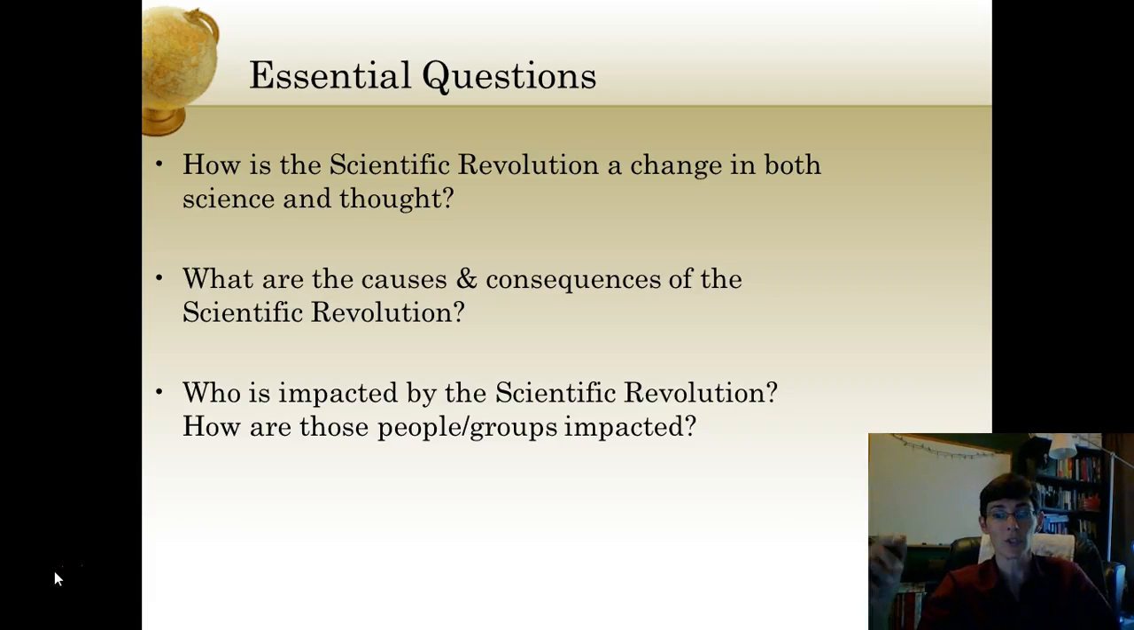All right, so essential questions, some things we want to think about when we're studying the scientific revolution. How is the scientific revolution a change in both science and in thought? What are the causes and consequences of the scientific revolution? Who is impacted by the scientific revolution, and how are those people or groups impacted or affected?